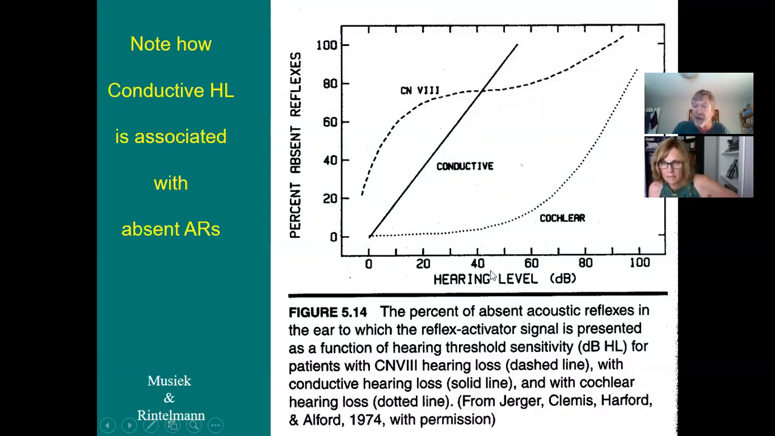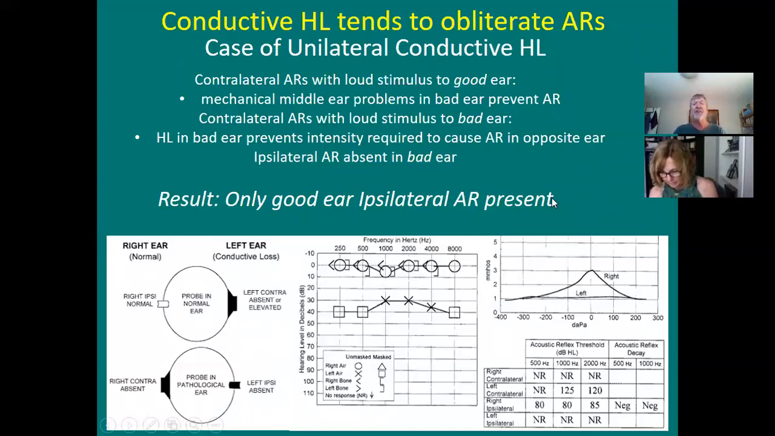This is the degree of hearing loss. Even with a slight degree of conductive hearing loss, there is a high incidence of absent acoustic reflexes. If the conductive hearing loss gets to be 50 or 60, there's a 100% chance the acoustic reflexes are gone. Notice that with cochlear loss, once the hearing loss gets to be greater than 60, you've got absent acoustic reflexes. But we'll cover that more next week, not today. Conductive hearing loss tends to obliterate acoustic reflexes.